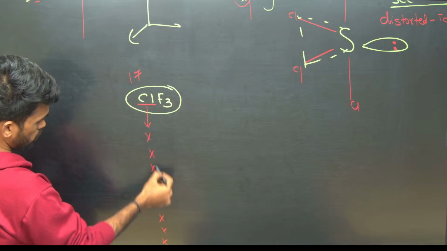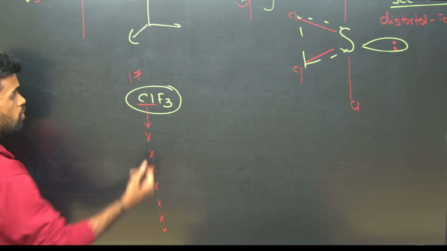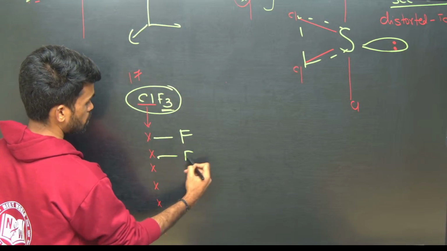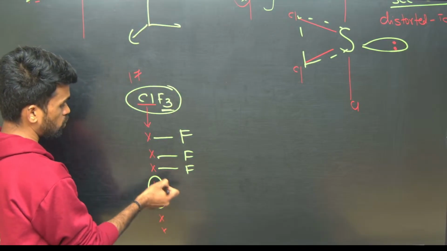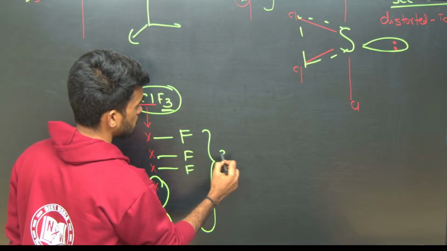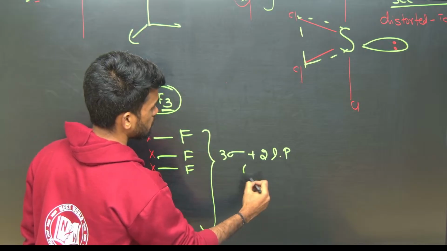Okay, so how many over? 3, 3, 6, 7 over. Okay, how many surrounding atoms are there? 3. 1, 2, 3. So after these 3 sigma bonds, you have one set of lone pair, the other set of lone pair. So it means how many sigma bonds? 3 sigma plus 2 lone pairs. So total number is 5.